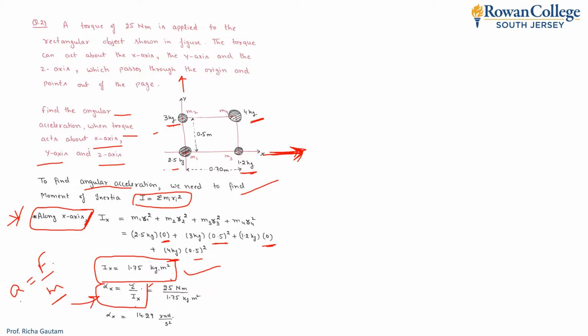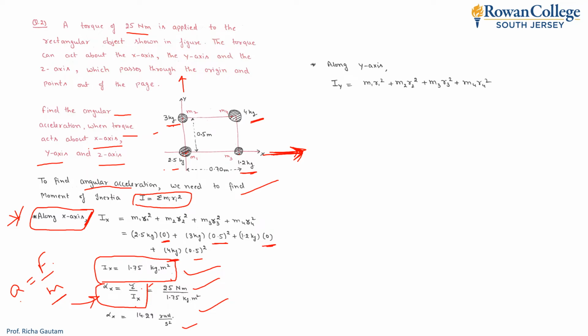So torque is given to you. Torque is 25 Newton meter. So 25 Newton meter divided by 1.75. So this is the answer: alpha x is 14.29 radians per second squared.